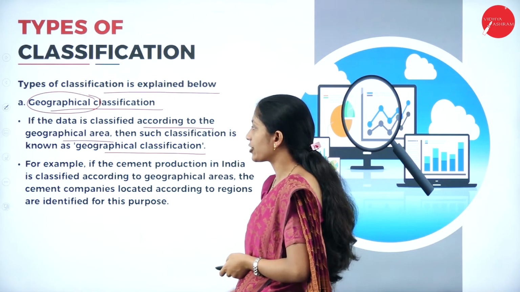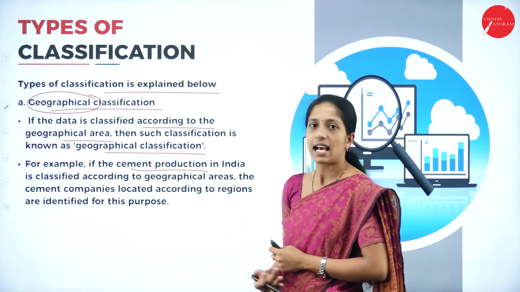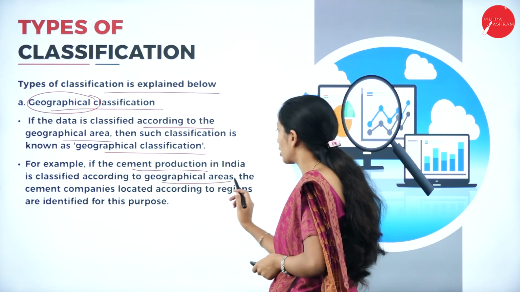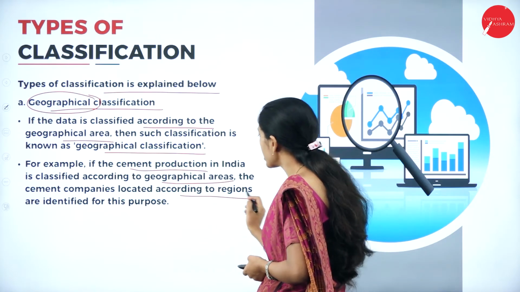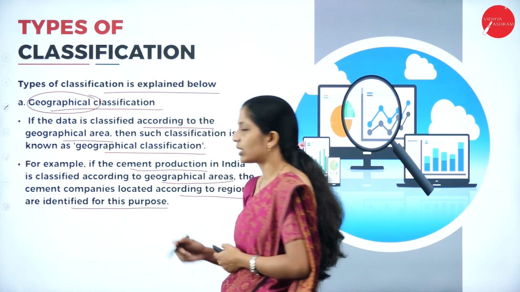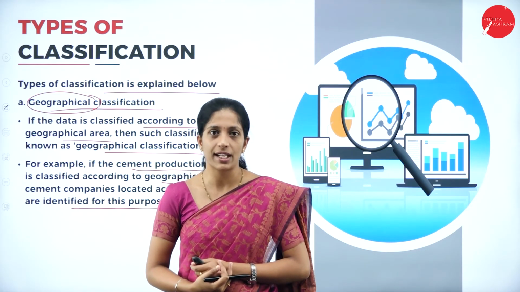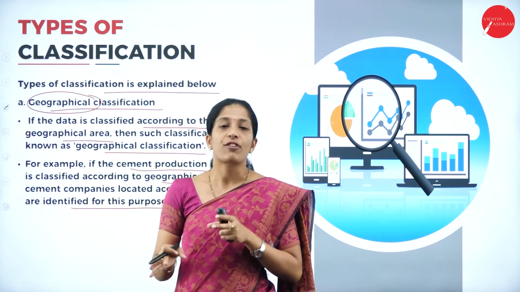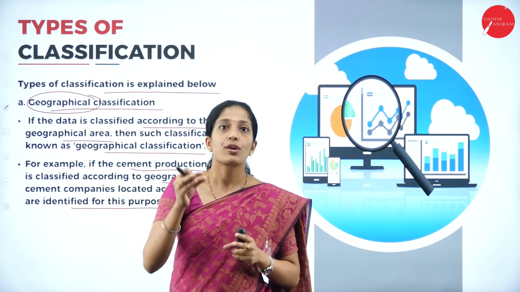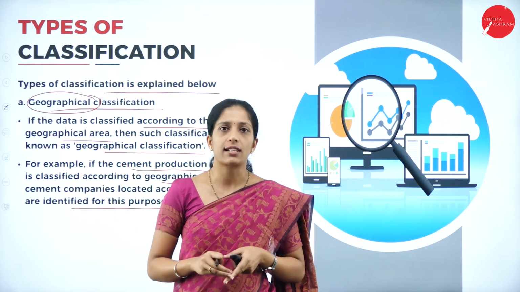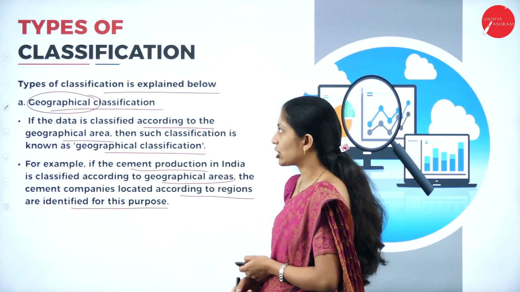Geographical classification. For example, if the cement production in India is classified according to the geographical areas, then the cement companies located according to the region are identified for the purpose. Suppose I want to collect information on the cement industry, so I'll collect from the different regions where the cement industries are located. So based on the region, I'm going to collect the data. That is known as geographical classification.